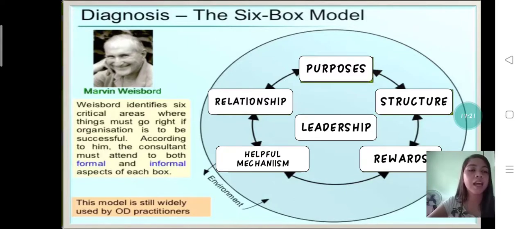Next, the helpful mechanism. When we say helpful mechanism, planning, controlling, budgeting, and other information systems help organization members accomplish their goals. So in a certain organization, there should also be helpful mechanisms for each and every member as well as the leaders. It is also one of the areas that needs to be considered to have a successful, effective, and productive organization.